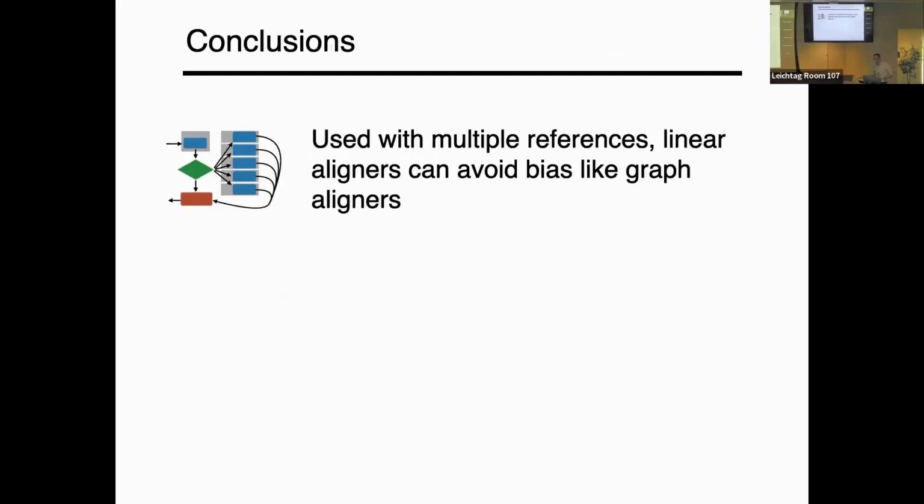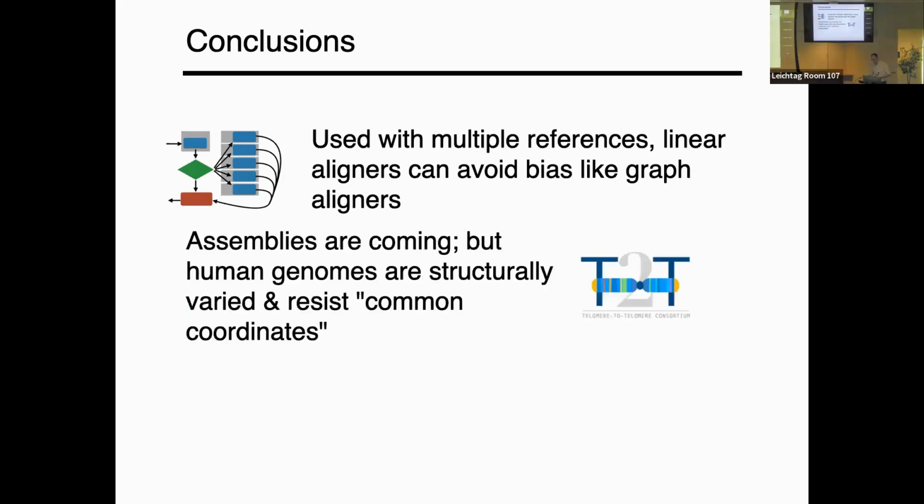So, conclusions. First of all, I think that when used with multiple references, it turns out that linear aligners that are based on our favorite Bowtie, BWA type principles actually do a pretty good job of avoiding reference bias. And they're competitive with the larger graph-based representations, which is interesting, right? It means that the linear regime didn't fail us quite as drastically as we thought it did. It turns out we just needed more sequences.